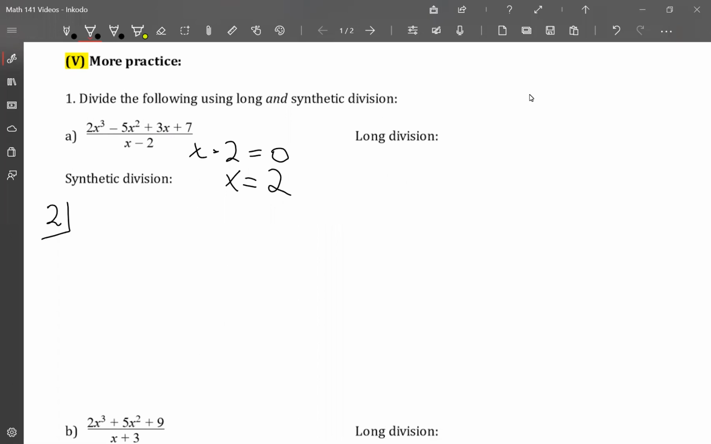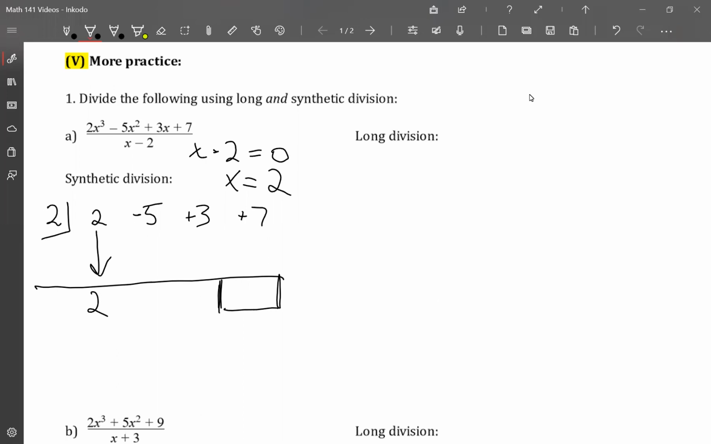And starting at that 2, we're going to start writing the coefficients of the polynomial from the top. So we have 2x cubed minus 5x squared plus 3x plus 7. You don't really have to put the pluses, but I'm going to put them there just to be thorough. And put a long line down here. We essentially want to make a box out of the last term. So step 1, bring down the first coefficient, 2.